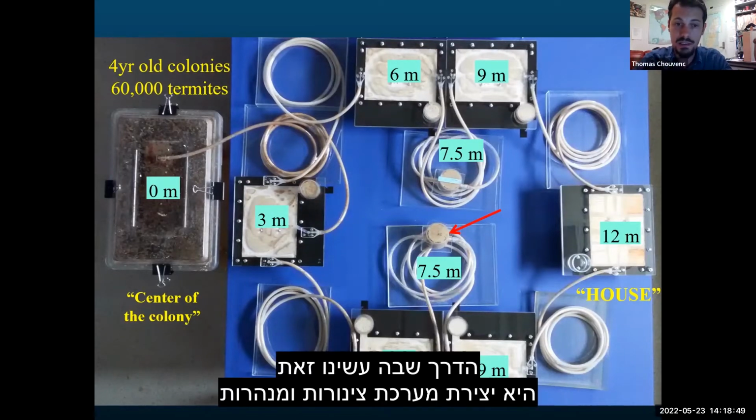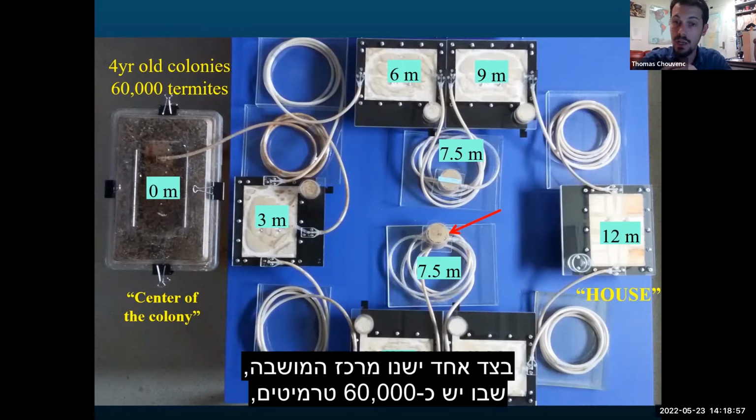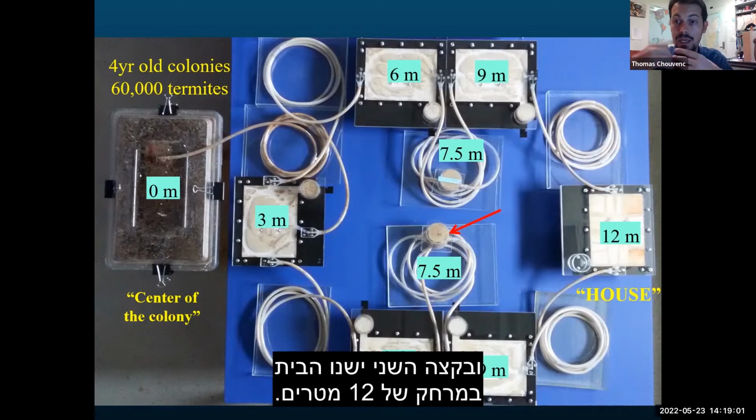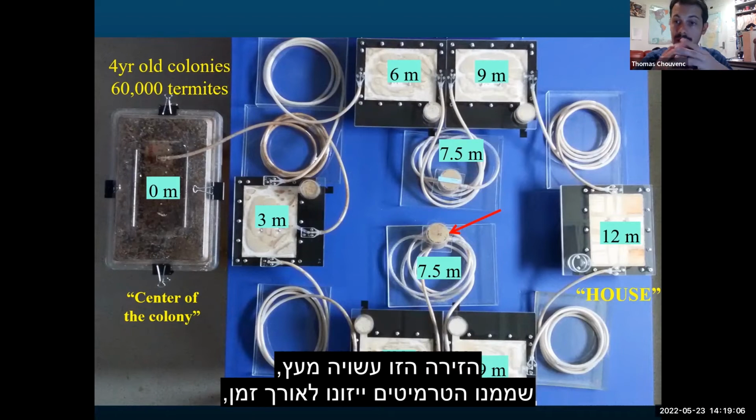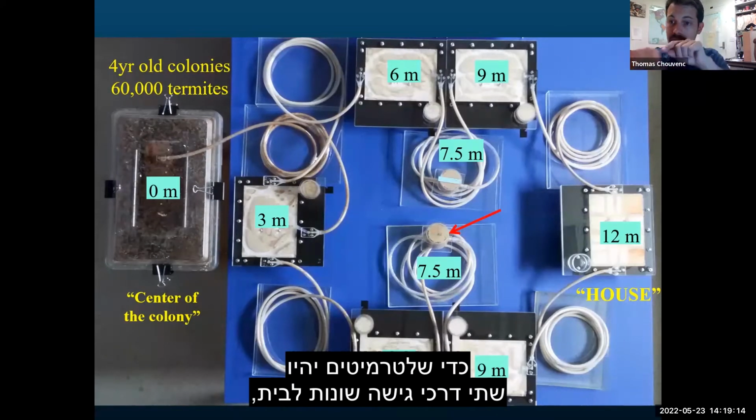The way we did this is we created a system of tubes and tunnels where we can see the termite activity over time in these arenas. On one side we have the center of a colony with about 60,000 termites. At the very end, we have what we call the house at 12 meters, which is basically an arena filled with wood where they can consume over time. And then at 3 meters, we split, so they have two ways to access the house.